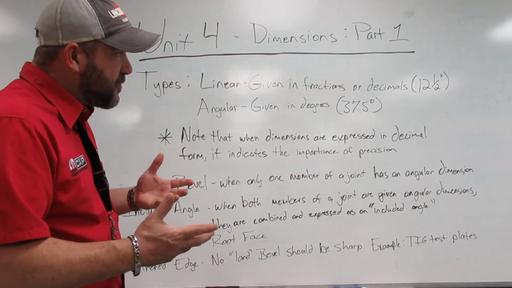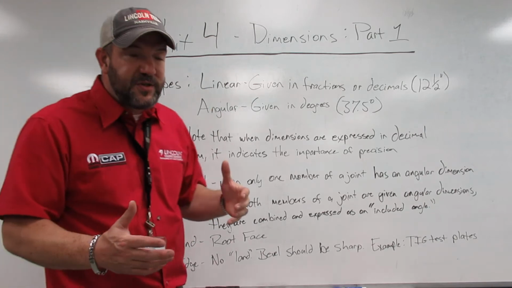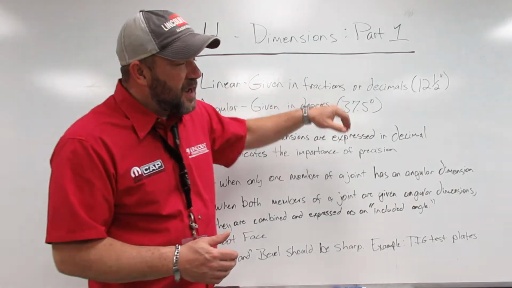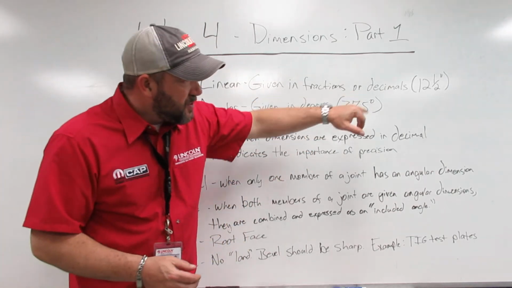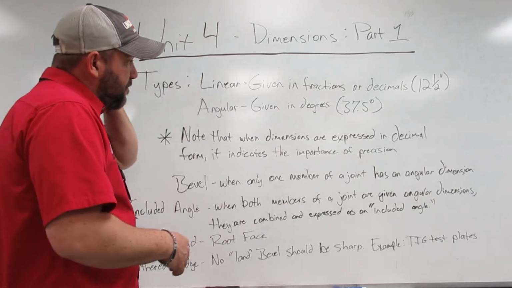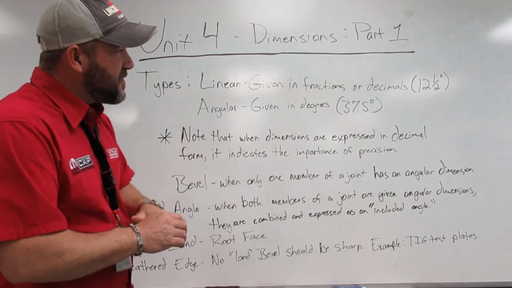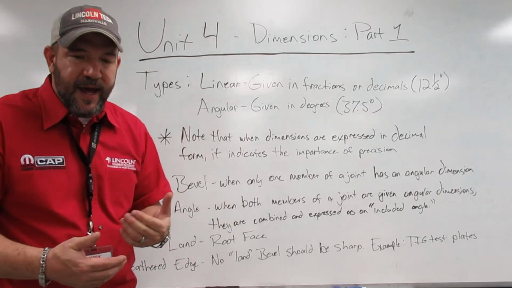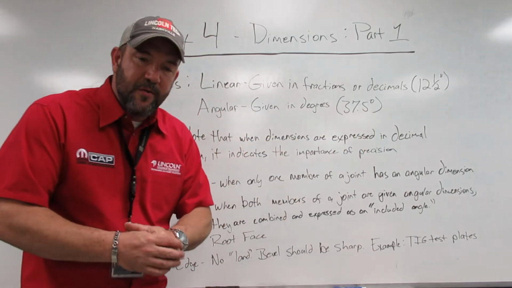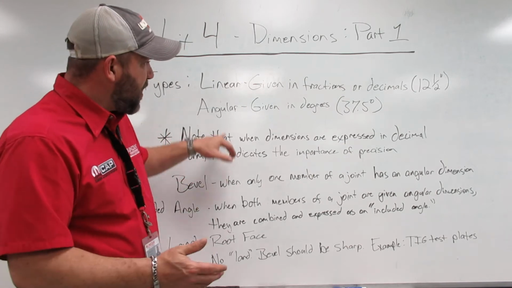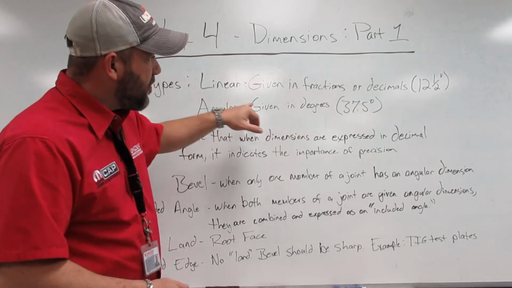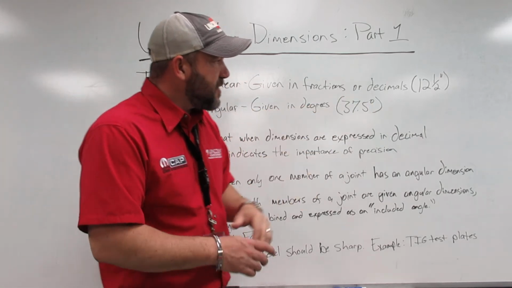Generally, dimensions come in 2 different forms. You've got linear dimensions, which is measurements given for a straight line. Linear dimensions are given in fractions or decimals. An example of that would be 12.5 inches. Angular dimensions, that's pretty obvious. Anytime you have an angle, let's say your bevel. Let's say you want a 37.5 degree bevel. That's going to be expressed in degrees. So angular dimensions are expressed in degrees. Linear dimensions are generally given to you in fractions or decimals or mixed numbers.